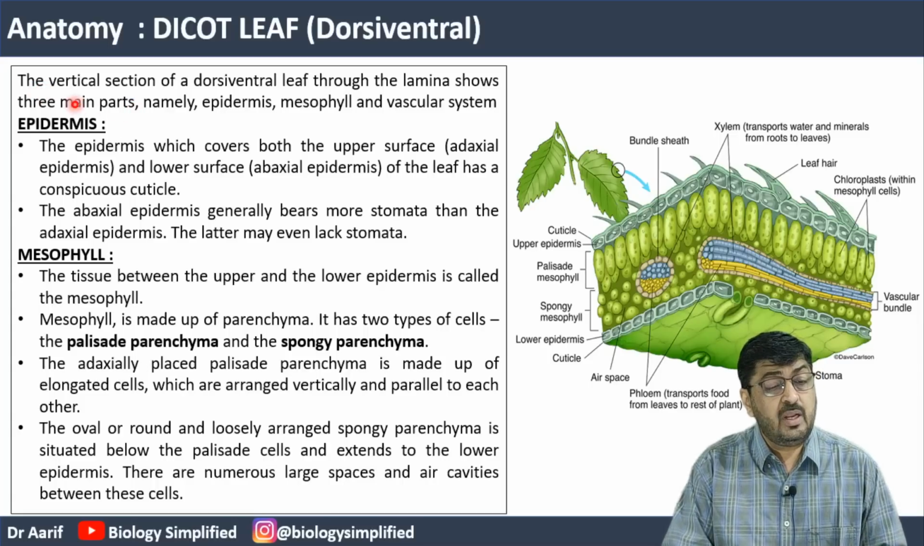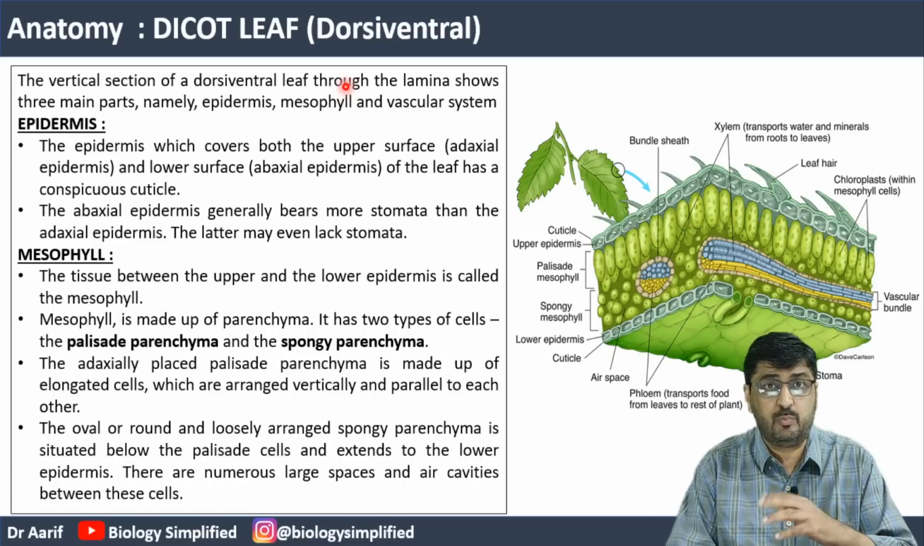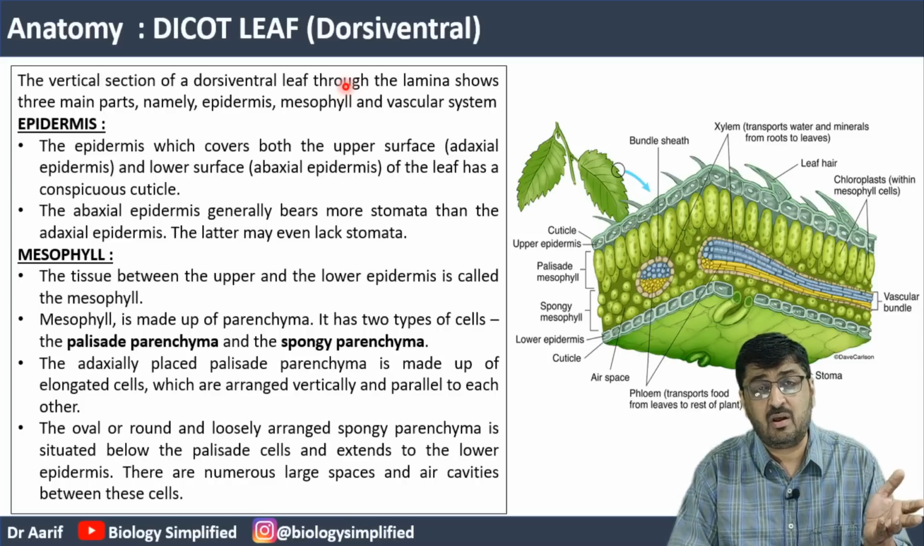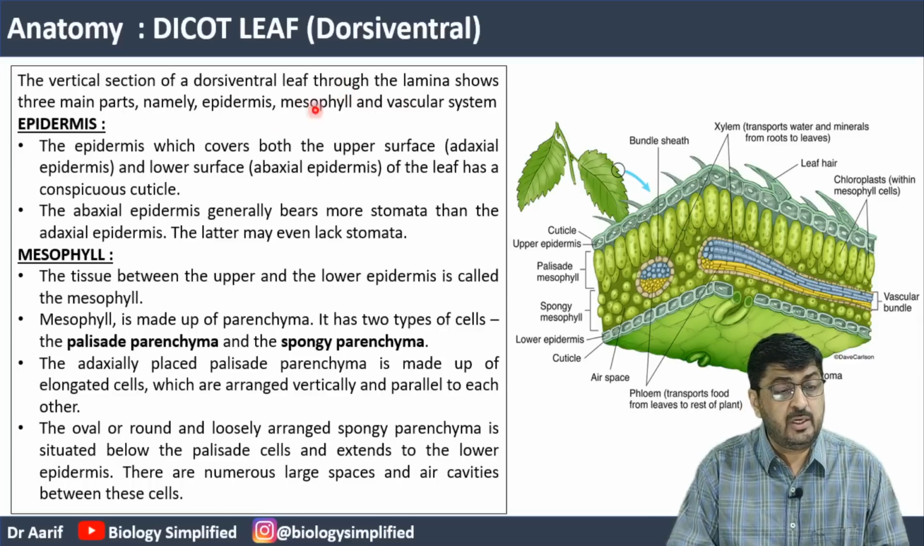Okay. Now a dorsiventral leaf. So we're talking about a dicot leaf, dorsiventral, right? You should be very well aware. अगर dorsiventral mention कर रहे हैं तो it should be taken. It's understood that you should know it's a dicot leaf, please. It shows three parts when you take a section through the lamina: epidermis, mesophyll, and vascular system, right?